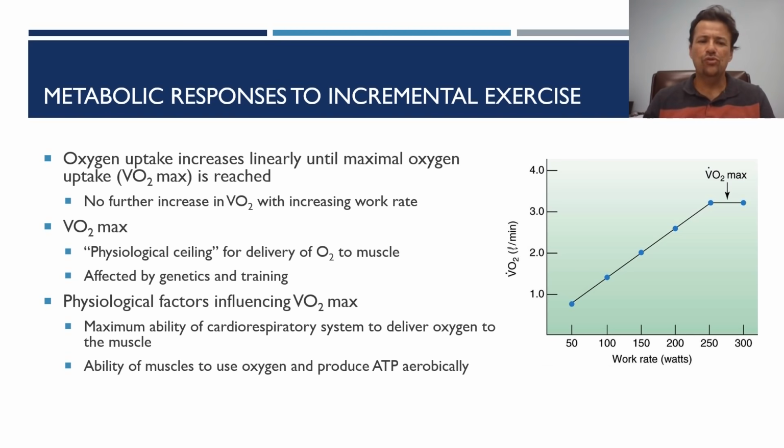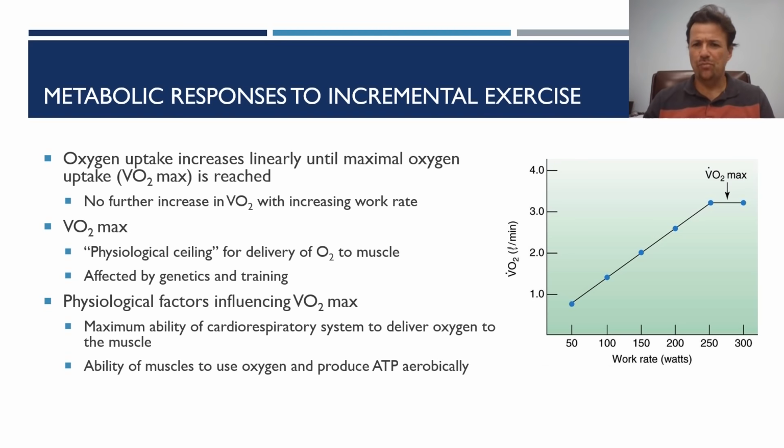This is called the VO2 max, and it's an important concept in exercise physiology because it's believed to be the ceiling at which maximum effort and maximum functionality can take place. Now, this VO2 max is different for different people, and it's affected by genetics and obviously your training. We can define it as the maximum ability of the cardiorespiratory system to deliver oxygen to the muscle tissue, and at the same time, the ability of the muscle tissue to utilize that oxygen and produce ATP.